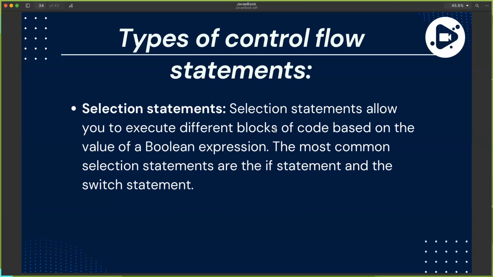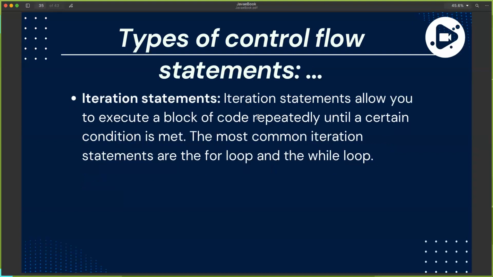The next type of control statement that we use is called the iteration statement. The iteration statement allows you to execute a block of code repeatedly until a certain condition is met.